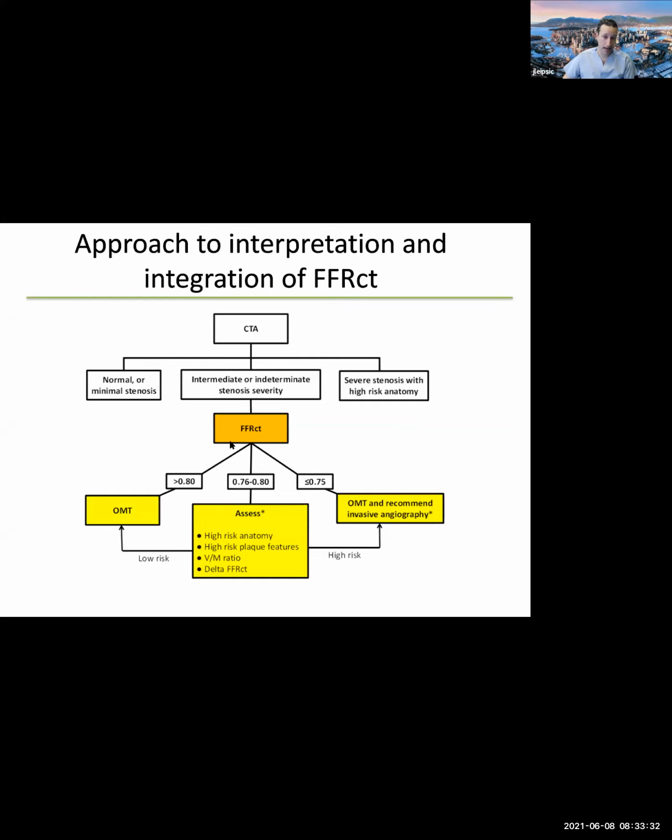So again, this is how we report it. We look at the value distal to the stenosis. If above 0.8, we defer. If below 0.75, we refer for cath.